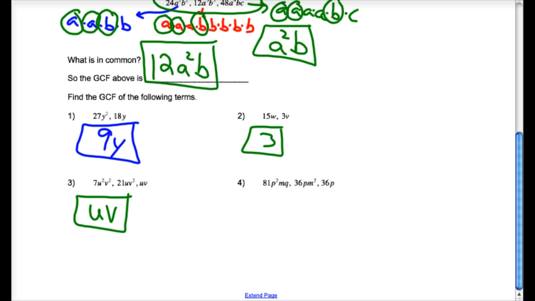Natalie, what do you think? 9p. 9 goes into all of them, and then notice the only variable, guys, is in the last piece, P, and there's a P in the first one and the second one, so I know the P's part of the GCF. That's the only part, and then 9 goes in.